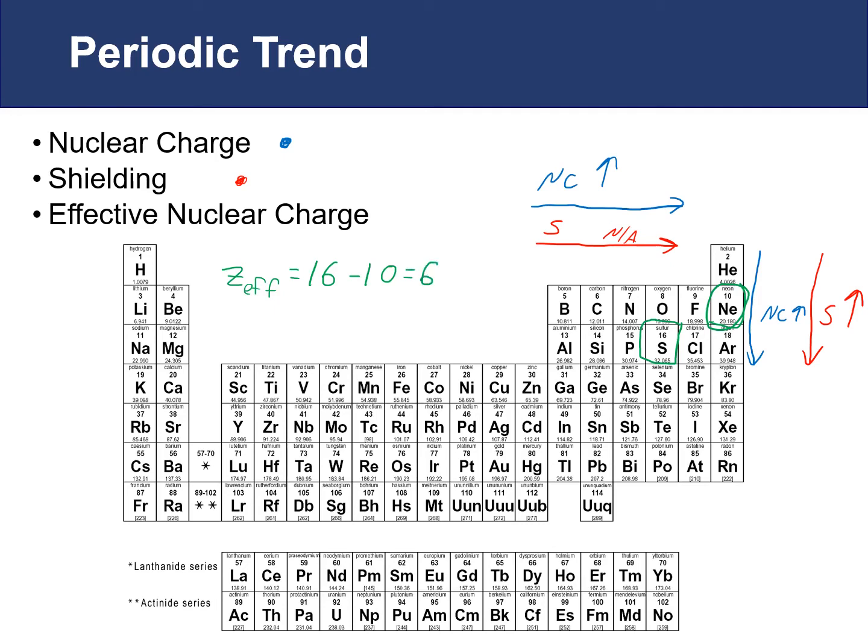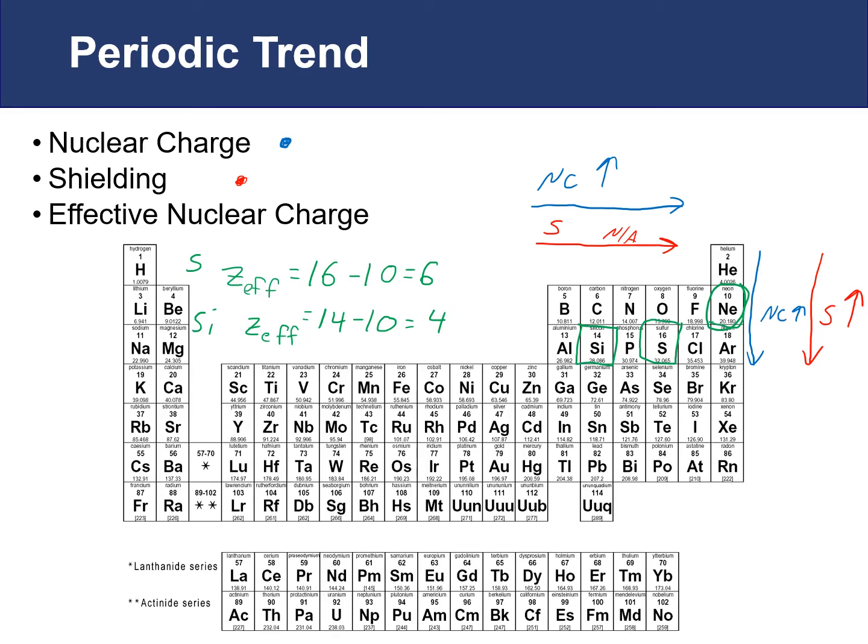If we move to something like silicon, for silicon the effective nuclear charge would be, for this one, our number of protons is 14. We have the same number of inner core electrons as we did for sulfur, which is the number of electrons that neon has, so that's 10, so that's 4.